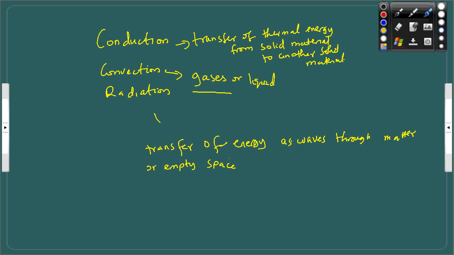The good example I gave you is the sun and the earth's surface. The sun is a far distance from the earth's surface, yet there's a transfer of heat by waves through matter, some matter in the air, being sent to the earth's surface. Or we can say the transfer of heat, thermal energy, through a vacuum. When it is transferred through a vacuum, it's a kind of heat transfer which we call radiation.